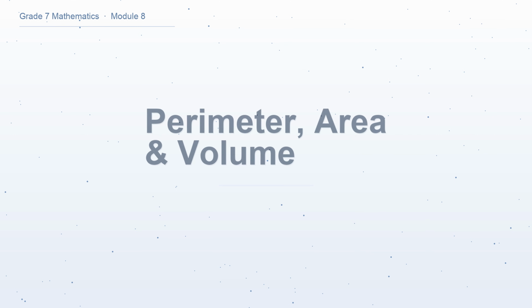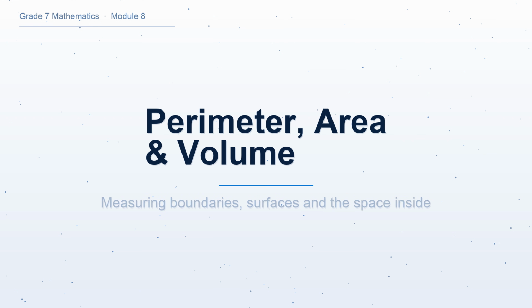In this lesson, we explore perimeter, area, and volume, the three ways we measure the shapes and objects around us. By the end, you'll measure the boundary of a shape, the surface it covers, and the space it fills with confidence. Here is our plan for the lesson.